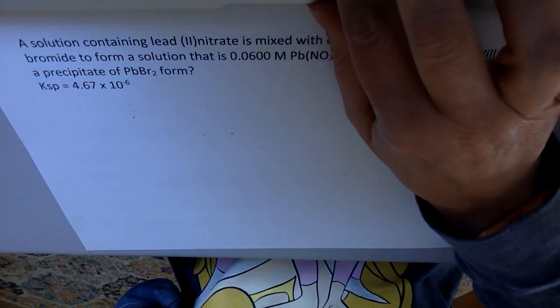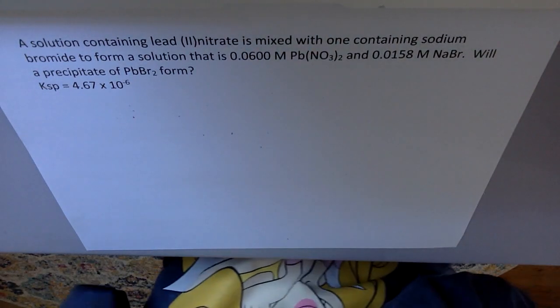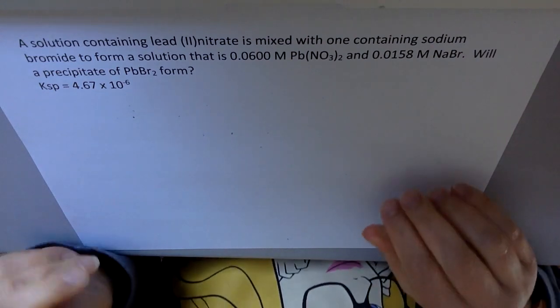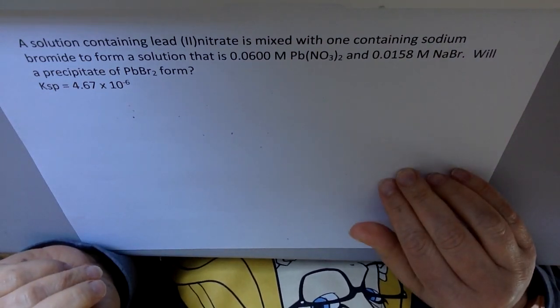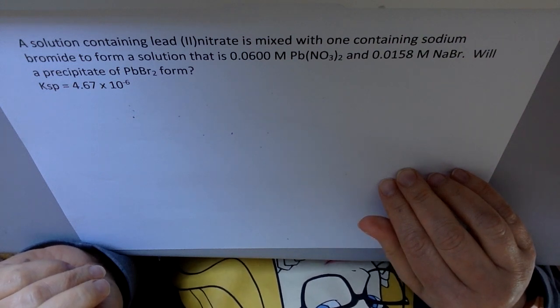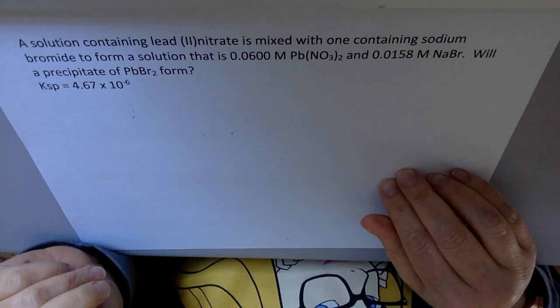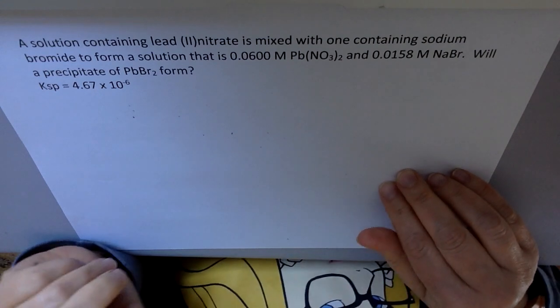Hi, AP Chemistry students. We are going to try this problem that will allow us to see how you can determine whether a precipitate will form from two solutions. And you're going to do that by calculating Q and comparing it to the Ksp.